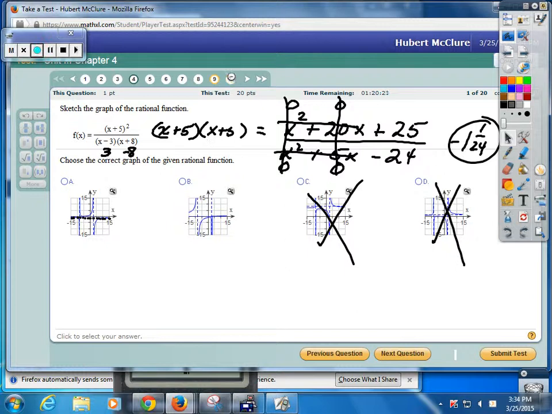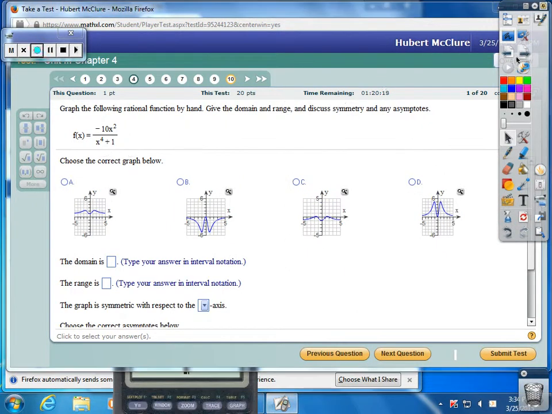Okay, number 10. Same thing here. 10x squared. Okay, this one. Okay, the domain. What's the domain of this one? Well, you got a fraction, so you got to set the denominator equal to 0. So x to the fourth is equal to negative 1, and that's not possible. Why?